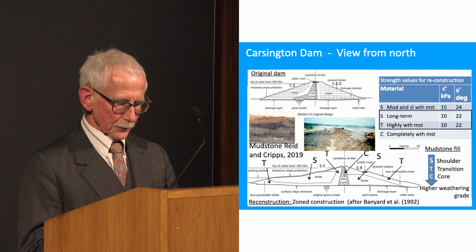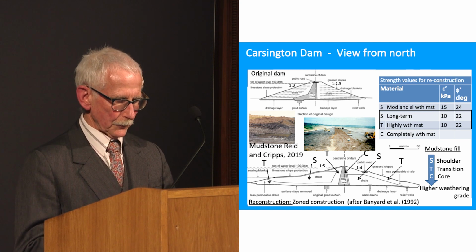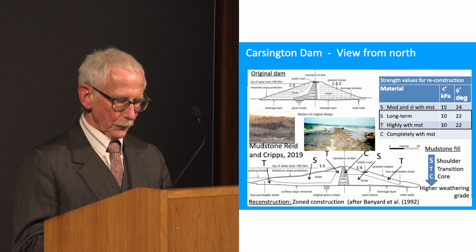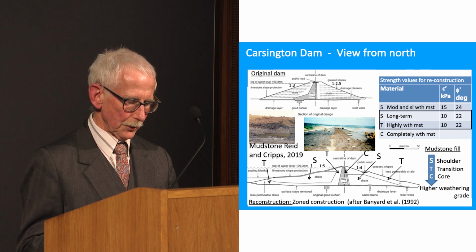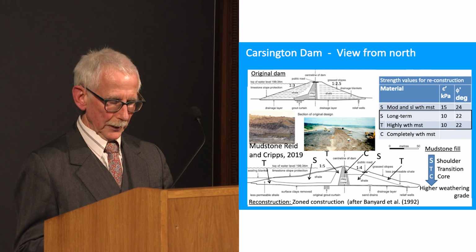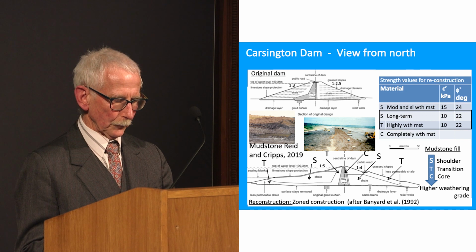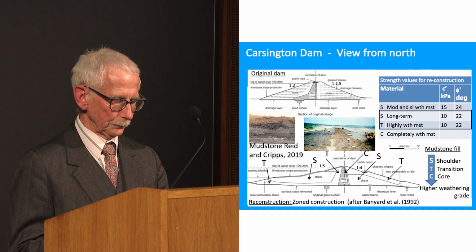The shoulder materials had an effective shear strength of 24 degrees, but in view of the possibility of loss of strength, the design was based on 22 degrees. There were no drainage blankets incorporated into the design, and quartz gravel was used for the basal drainage layer.